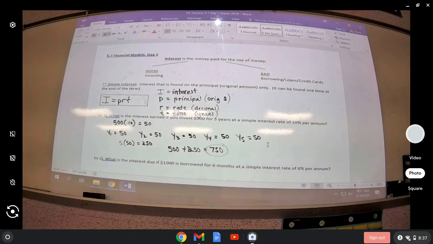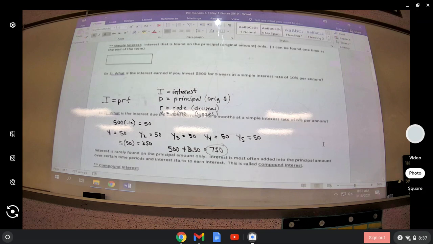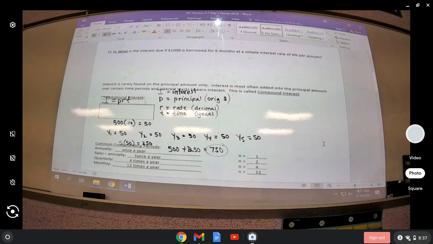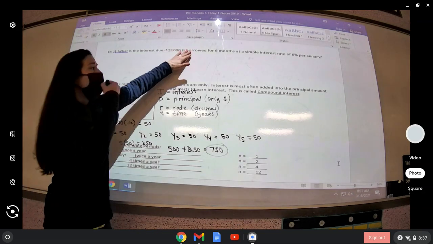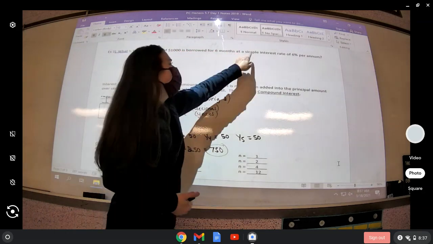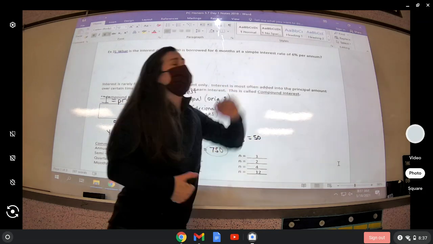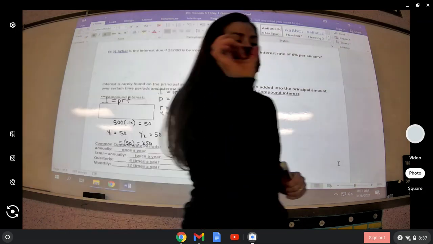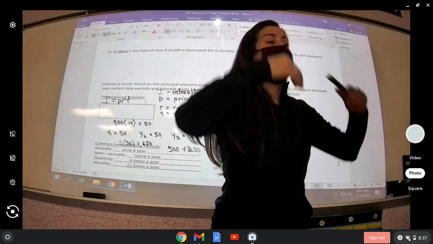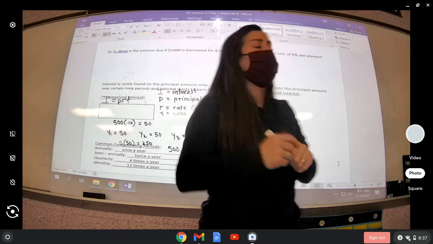All right, so look at example 2. Example 2 says, what is the interest due if $1,000 is borrowed for 6 months at a simple interest rate of 6% per annum? So again, guys, that's an interest rate per year. It's 6% of your money per year.